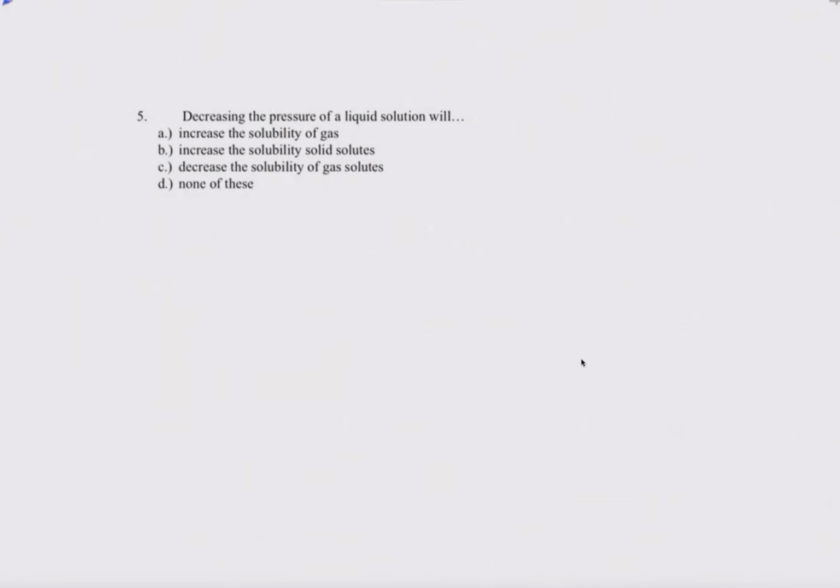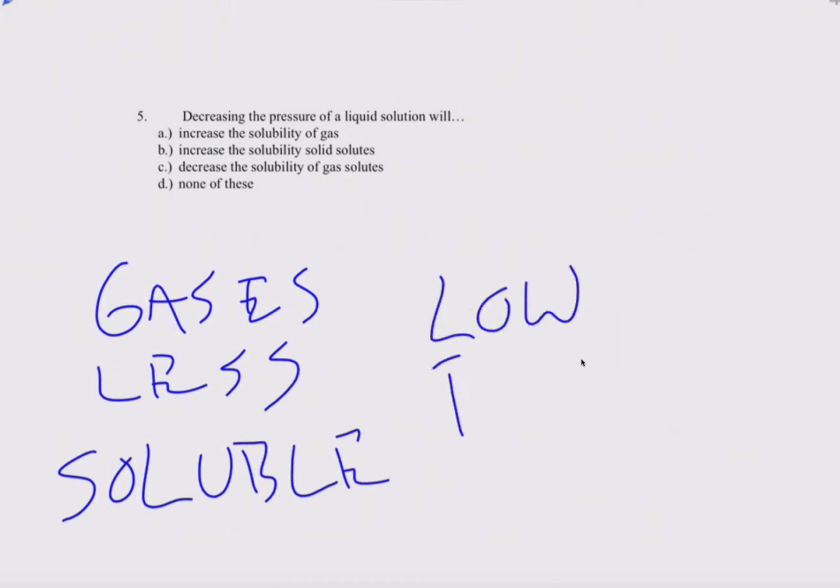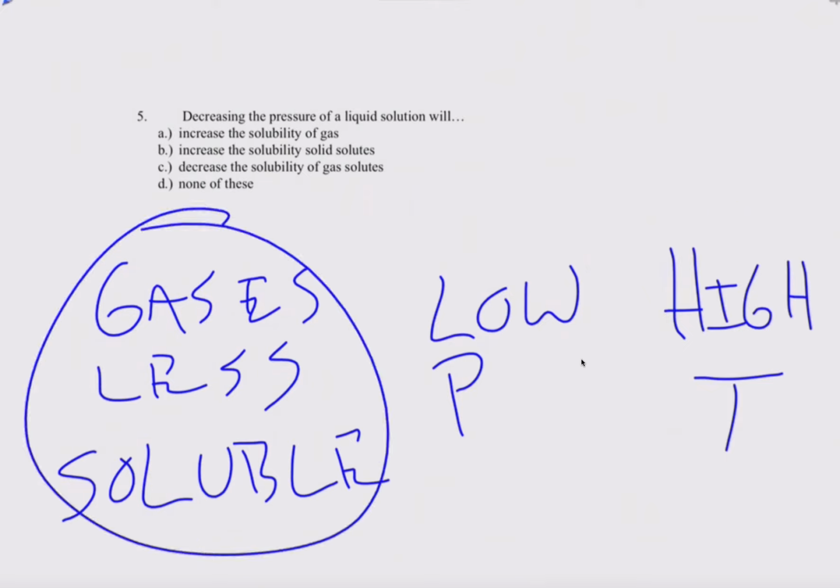Decreasing the pressure of a liquid solution will do what to the solubility of gases? So gases, when they're dissolved in liquid, for example, like in a soda, become less soluble. Gases are less soluble in conditions of low pressure or high temperature. Okay, low pressure or high temperature make gases less soluble.